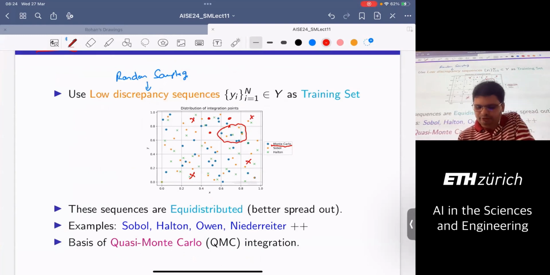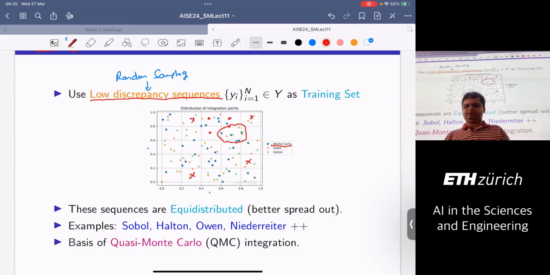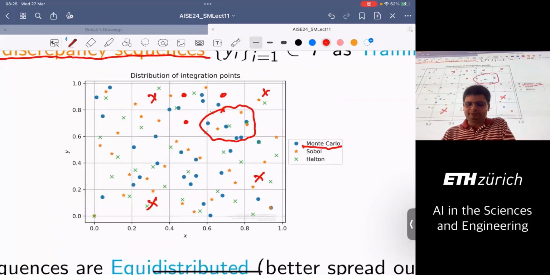And these are precisely what are called low discrepancy sequences. Earlier I used to teach much more about it, but there is probably no time to do that. The idea is that they're simply better spread out. I'll give one example of this. It's called the Sobol sequence. It's a very popular one. These are the orange stars, and you can see that they are much, much better spread. For instance, in this place where there is no random point, there is a Sobol point.